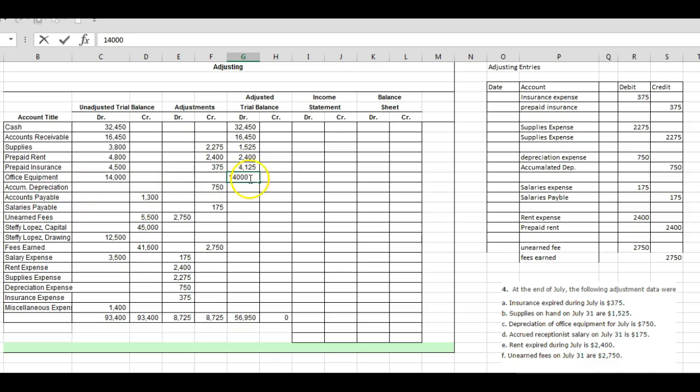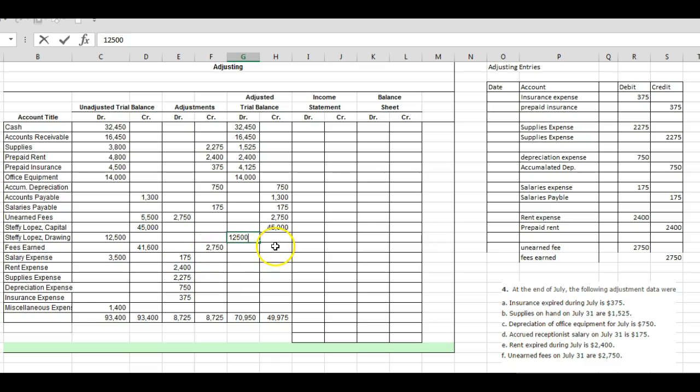My office equipment stays at $14,000. But I have depreciation here now, so I've got to enter into the general ledger that $750. And I have accounts payable. It hasn't changed. That becomes $1,300. I have salaries payable now. I have to put that in as a credit. My unearned fees have gone down. They're at $2,750. My owner's equity or capital account has not changed yet. That's $45,000. The draw has not changed.